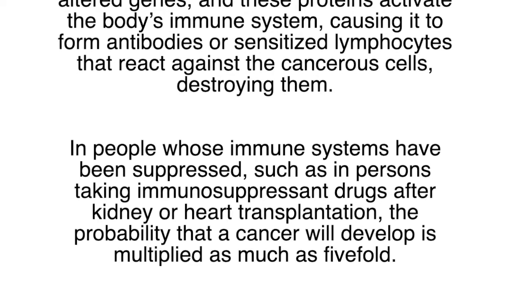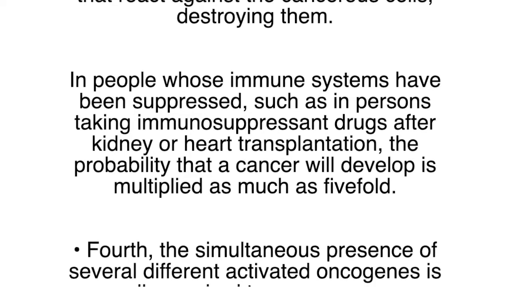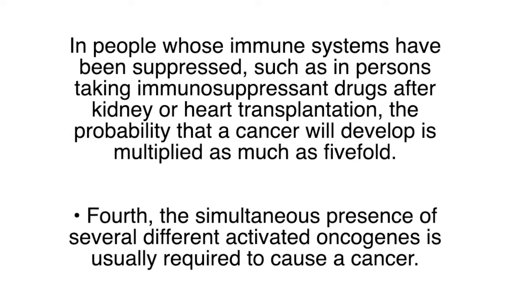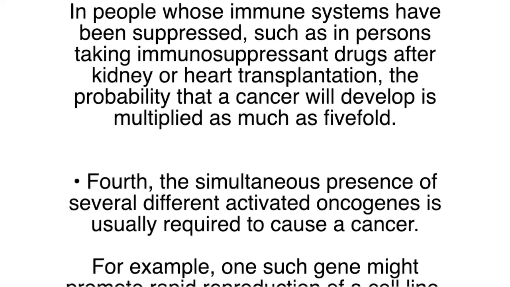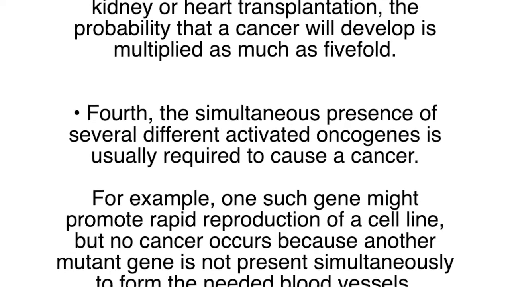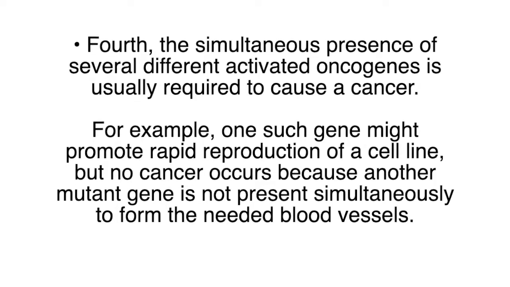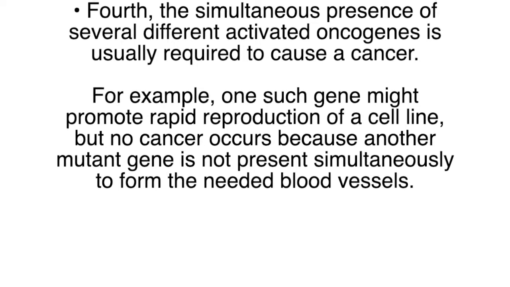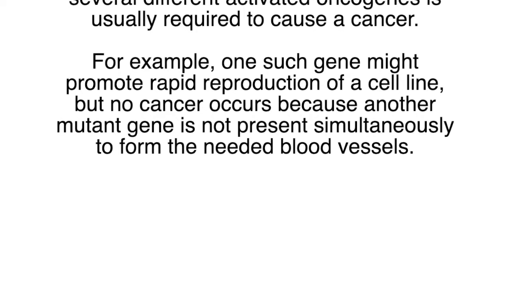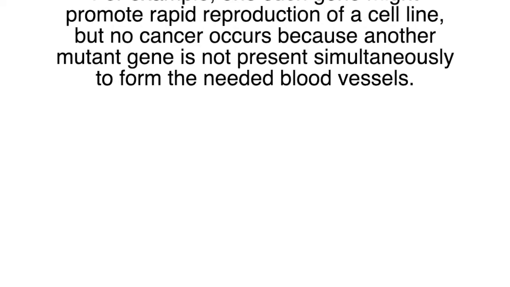In people whose immune systems have been suppressed, such as in persons taking immunosuppressant drugs after kidney or heart transplantation, the probability that a cancer will develop is multiplied as much as fivefold. Fourth, the simultaneous presence of several different activated oncogenes is usually required to cause a cancer. For example, one such gene might promote rapid reproduction of a cell line, but no cancer occurs because another mutant gene is not present simultaneously to form the needed blood vessels.